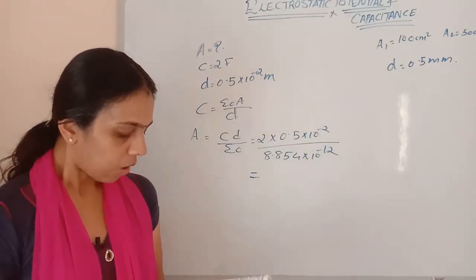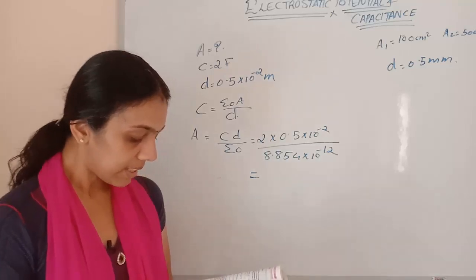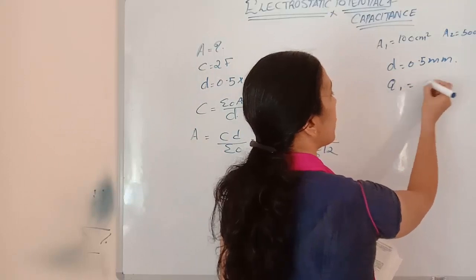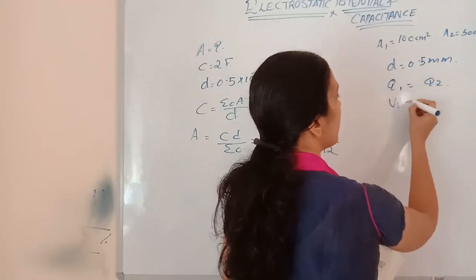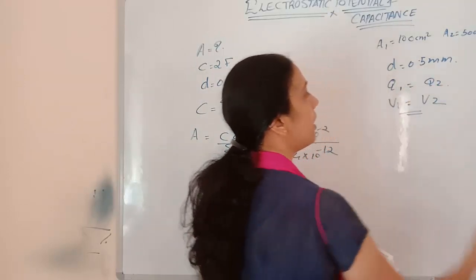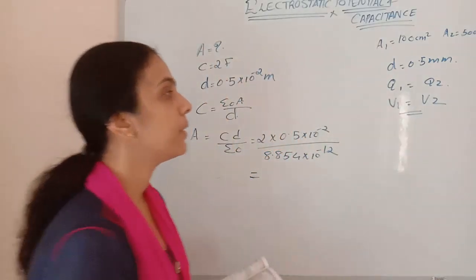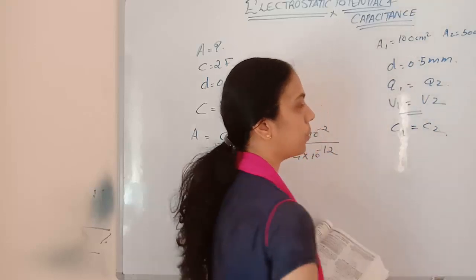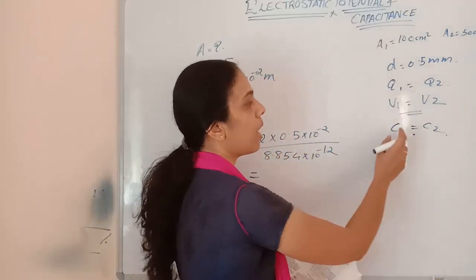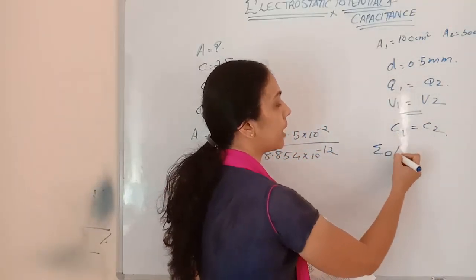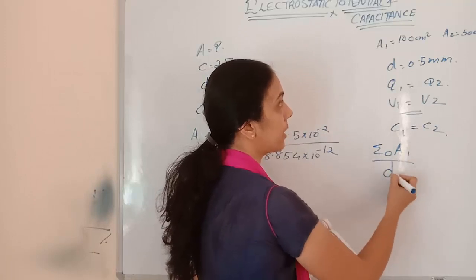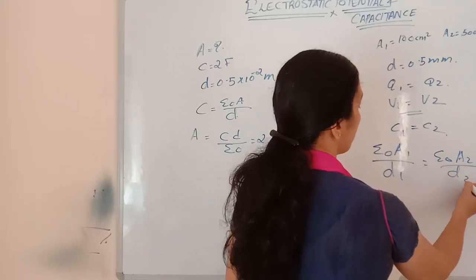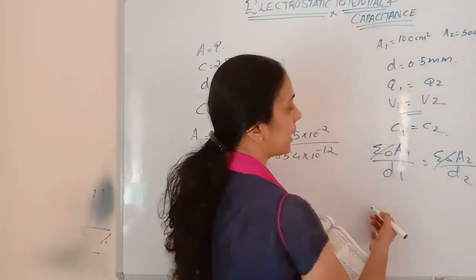So how can we find out if they have the same charge and potential? Charge is the same, Q1 equals Q2, and potential V1 equals V2. Q and V are the same means we can write that C1 will be equal to C2, isn't it? C is equal to Q by V. If C1 is equal to C2, then we can write it as epsilon 0 A1 by D1 equal to epsilon 0 A2 by D2. So epsilon 0 will get cancelled.